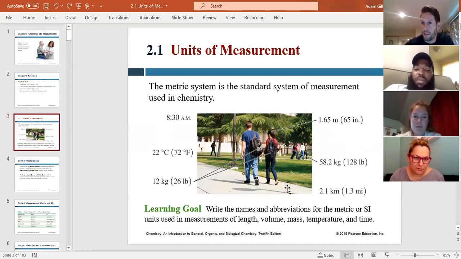How far are they walking, right? We have units of distance. So you can measure that in kilometers, miles, meters. And how warm is it outside, right? Temperature, we measure in degrees Celsius or degrees Fahrenheit or Kelvin. So different units for the different things that you measure.